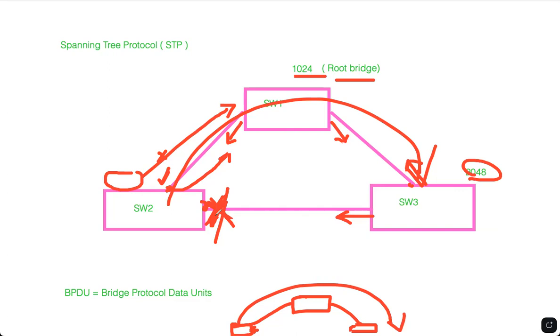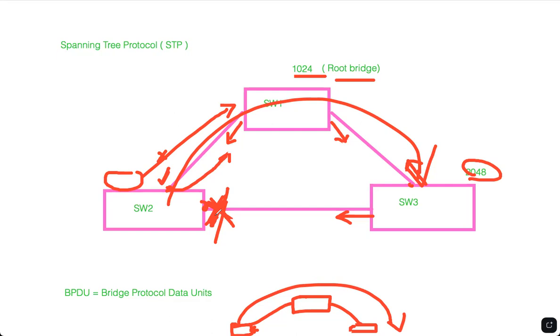Yes, sir. What do you mean by priority? Based on what does it get the priority? We as engineers can define the priority. Priority is the value that we can define, so that we can decide which switch is to be root and which switch is not to be root, as an engineer.